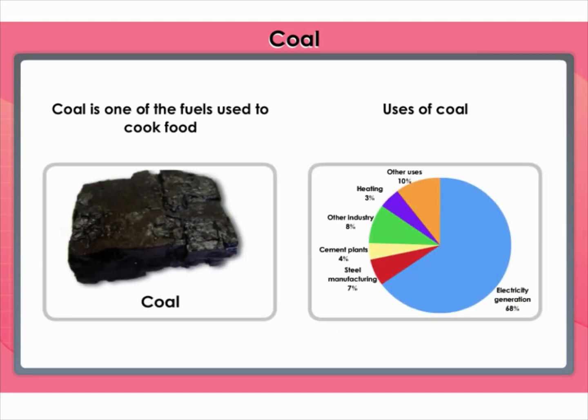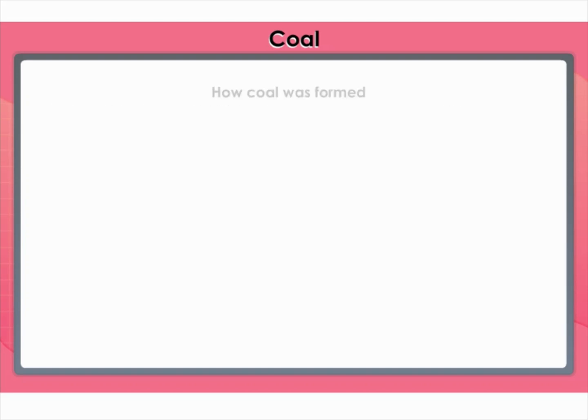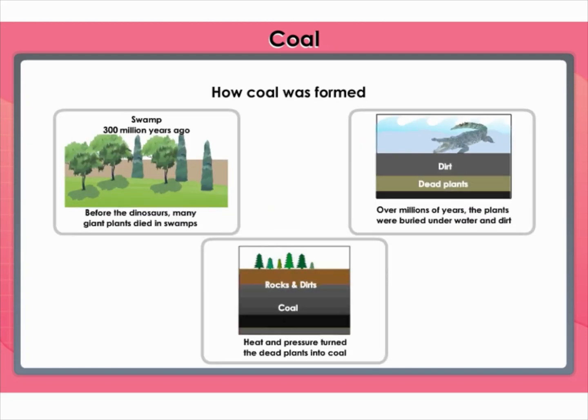Coal is one of the fuels used to cook food. Earlier, it was used in railway engines to produce steam to run the engine. It is also used in thermal power plants to produce electricity. Coal is also used as a fuel in various industries. Let me tell you a story of coal.